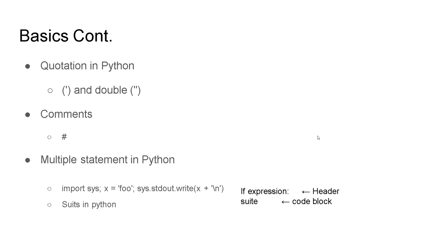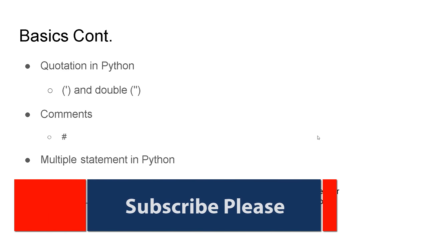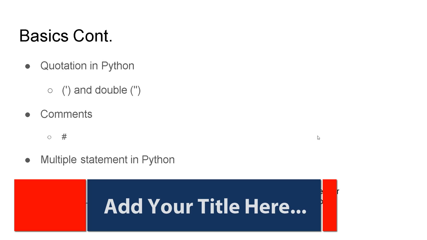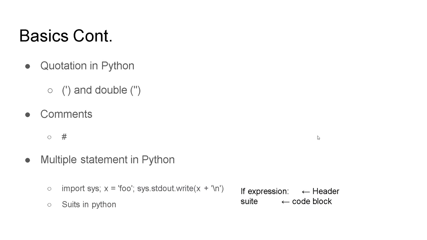So there are a few more basic rules you should know. Quotations in Python are interchangeable, single quotation or double quotation, but I recommend you use double quotation. And for commenting some text or some command, you use hash. So if you want to skip some command that you don't want the interpreter to read, you use hash. And multiple statements are possible in Python. You write a semicolon after the first command, and then you can write another command.